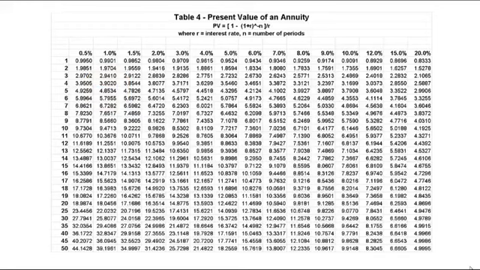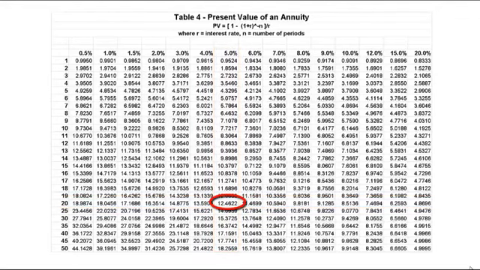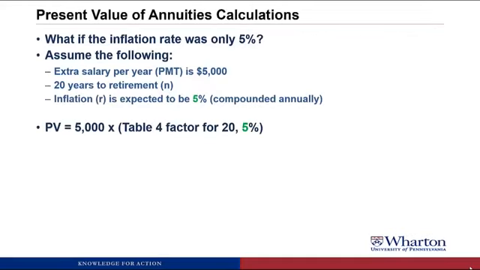So here again, we want to look at the 20-year row because we're going out 20 years, but now it's only going to be 5% inflation. So we look at the row 20, column 5%. We see that the factor is 12.4622. So we have our formula, present value equals 5,000 times that factor, which is 12.4622, which means the present value would be 62,311. So what's happened is the present value of the 5,000 now is higher than it was before.